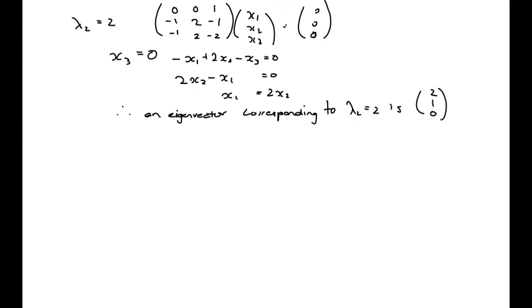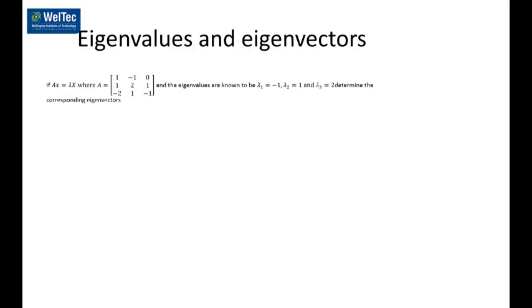Similarly, for lambda 3 equals 3, we can do the same process and we can work out that x3 is equal to 1, 2, 1. So the corresponding eigenvector to lambda 3 equals 3 is 1, 2, 1. We will do this one in class.